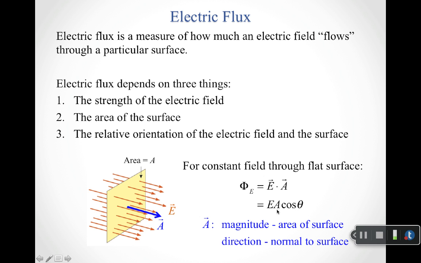The other way that we can do it is, again, the magnitude of the electric field times the magnitude of the area times the cosine of the angle between them. And you'll notice that these three things happen to be exactly the three parameters we were talking about before: the strength of the electric field, the area of the surface that the electric field is piercing, and the cosine theta, which gives me some indication of the relative orientation between those two vectors. Theta here is clearly defined to be the relative angle between the area vector and the electric field vector. So this is for a constant field through a flat surface, which means we're talking about a special case here.